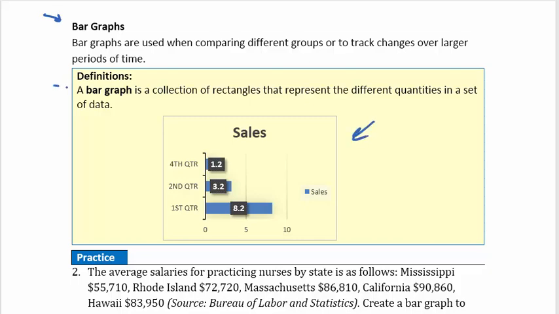So a bar graph is a collection of rectangles that represent the different quantities in a set of data. And bar graphs are really useful for comparison. So notice this is a horizontal bar graph. A lot of times you'll see vertical bar graphs like this. In fact, in the practice problem down here, I'm going to have you create a vertical bar graph. So what we do is we create a bar for each of these, and then it's really easy to make a comparison between, in this case, again, I made something real generic here just with quarters so that we could see those.